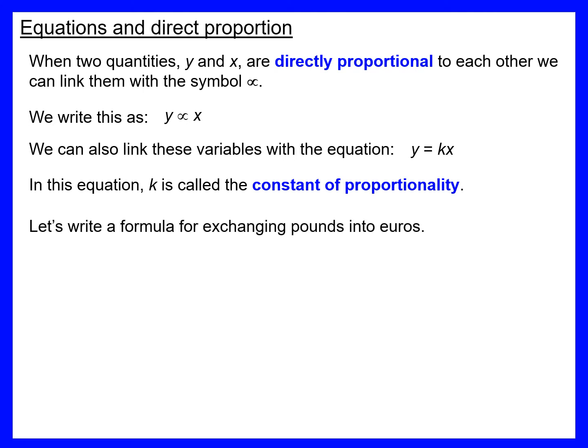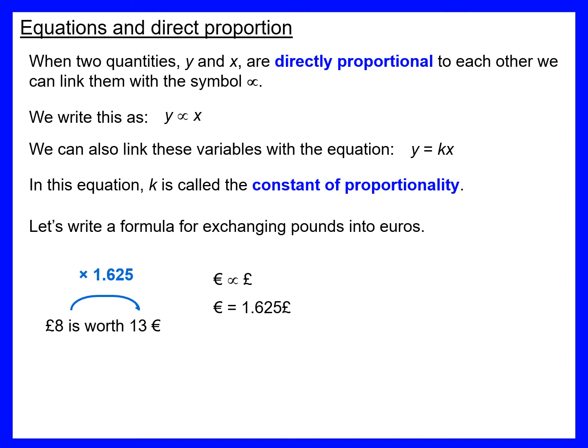So if we relate that to exchanging pounds and euros, the question we had just now: to get from pounds to euros, we worked out our exchange rate was 1.625. So that's our constant of proportionality, 1.625. If we turn that into an equation, euros is proportional to pounds. So my euros is equal to my constant of proportionality, my exchange rate, 1.625, times the number of pounds. So this is our formula.